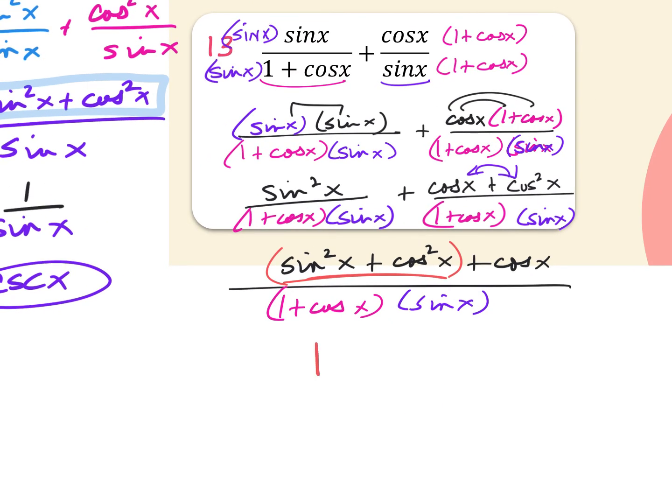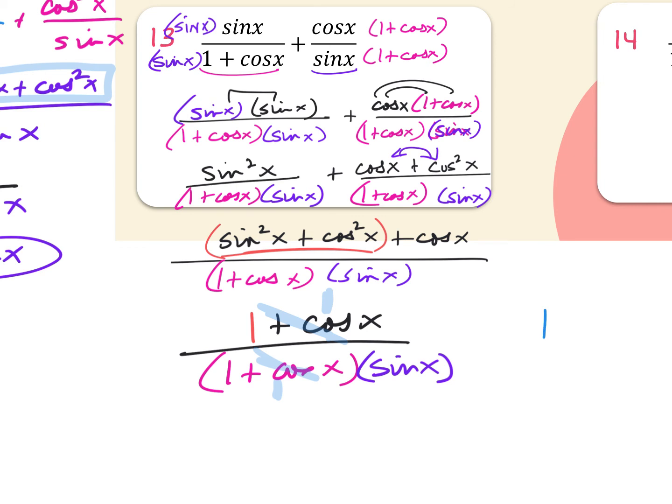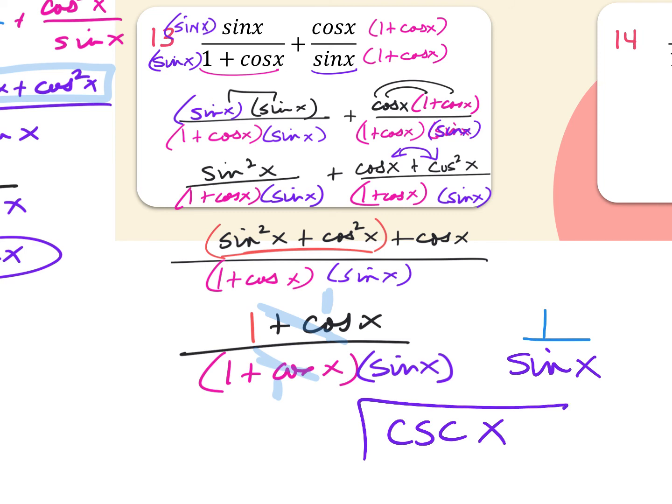So now I have 1 plus cosine x over 1 plus cosine x times sine x. And again, since this is being multiplied, I can simplify this. I can cancel. This becomes a 1. This becomes a 1. And now I'm left with 1 over sine x. And again, I don't want to leave it a fraction, so I'm going to use my reciprocal identity. And then this just turns into cosecant x.